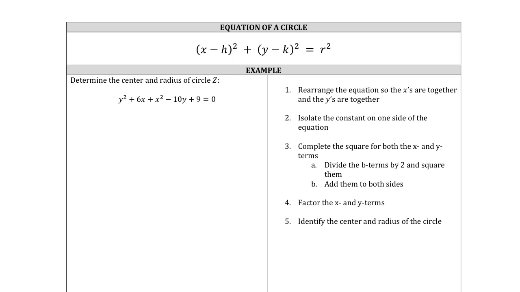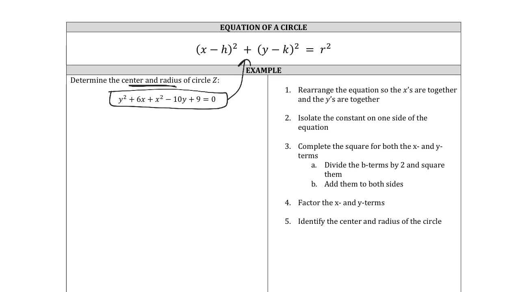The past two lessons, we've talked about the equation of a circle and how to complete the square. Today, we're going to combine those two ideas because if you look at this example, it says determine the center and radius of this circle. If I look at this equation, it looks nothing like the equation of a circle. So I don't know what the center is and I don't know what the radius is.